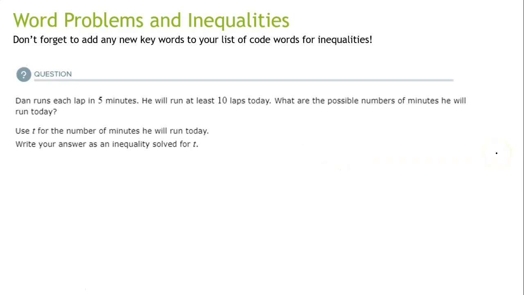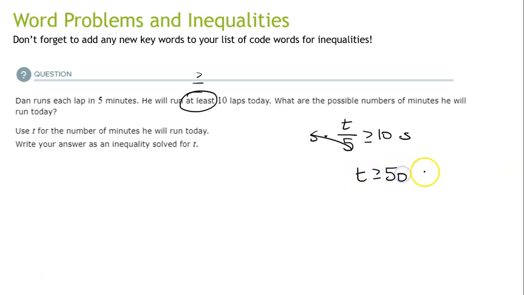All right, for this one, Dan runs each lap in 5 minutes. He will run at least 10 laps today. Well, at least means greater than or equal to, so it's greater than or equal to 10. He's got some number of minutes that he's going to run that in, and so that's going to be divided by 5 to get the number of laps that he's going to run. We need to multiply both sides by 5 to solve, so t is greater than or equal to 50 minutes. So essentially, he's going to have to run at least 50 minutes to get 10 laps in today.